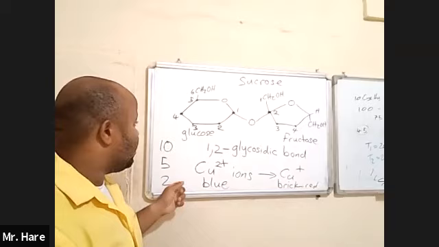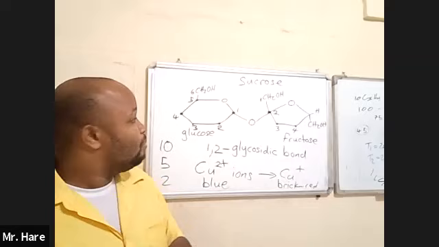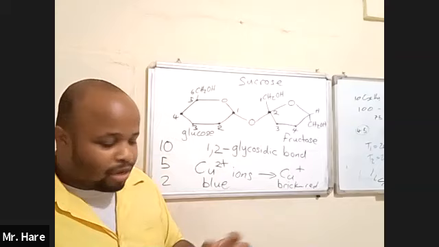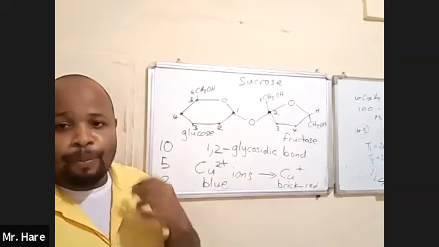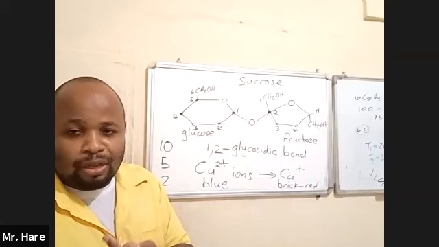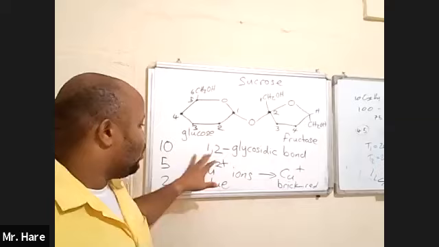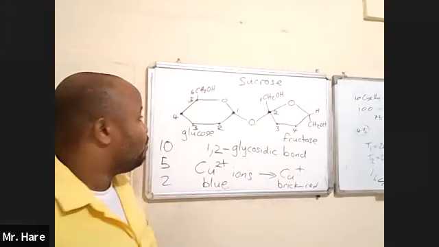All right, let's look at the next. So the only disaccharide that we need to know is sucrose. The monosaccharides were glucose and fructose. Now we're going to move to our polysaccharides, glycogen, starch, and cellulose. All right, remember, sucrose has a 1-2 glycosidic bond between glucose and fructose.